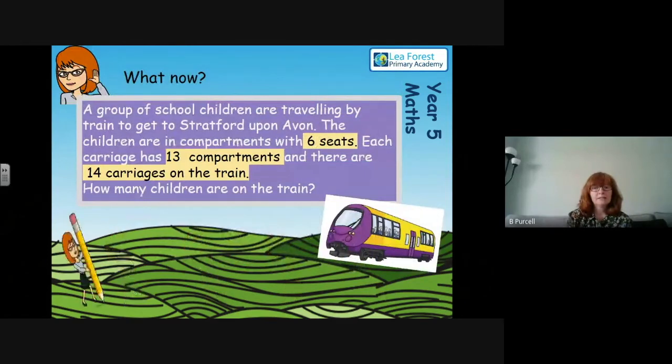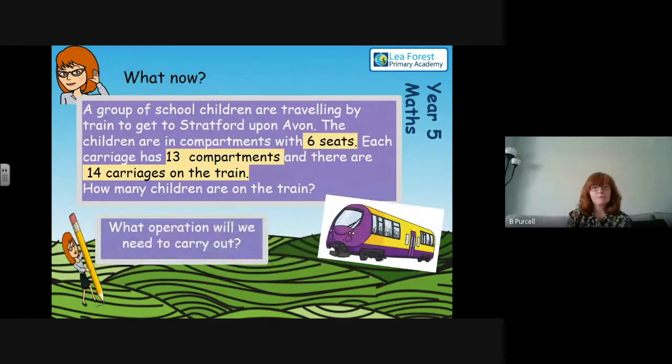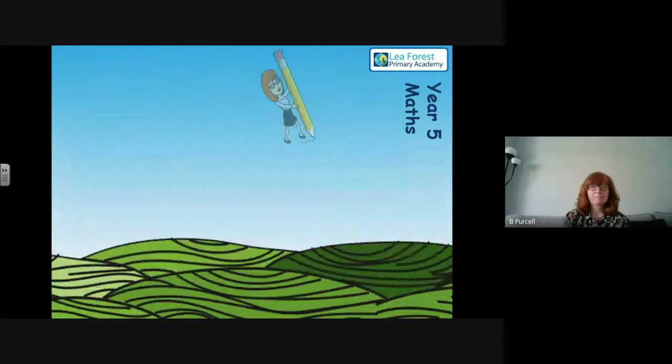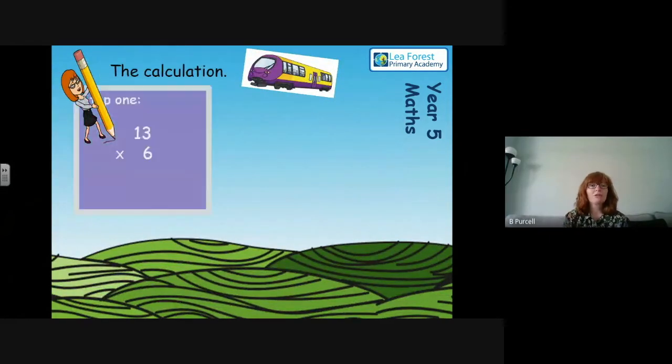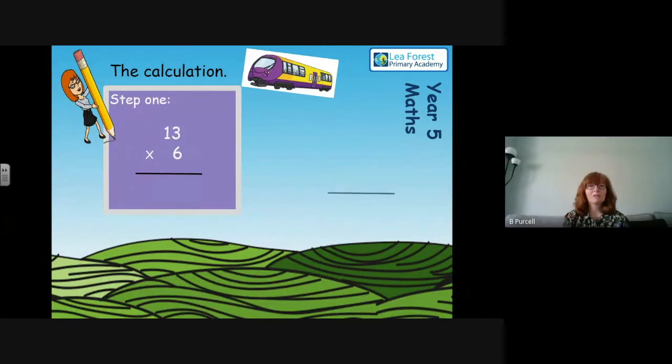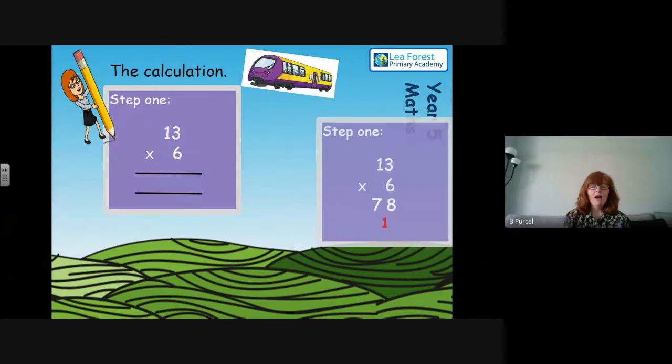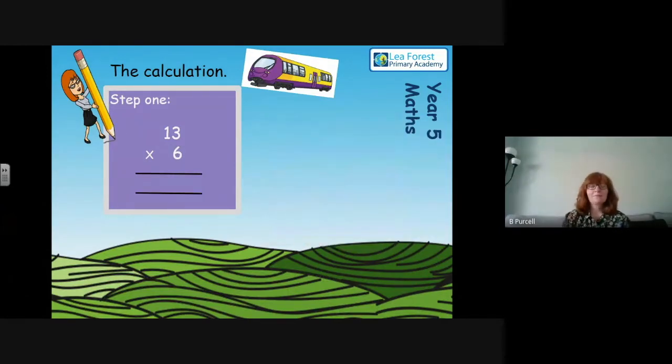So what operation will we carry out? I went a slide too early. 6 seats and 13 compartments. It's going to be a multiplication operation that we're going to carry out. Okay, so over to you, because you're obviously better at this than me, because I keep making mistakes. Go back, go back. Oh, hopefully you didn't see that too quickly. I pressed just one button too many.